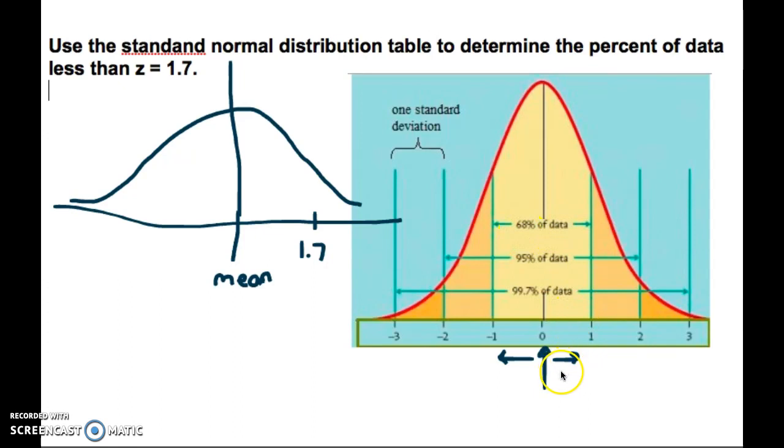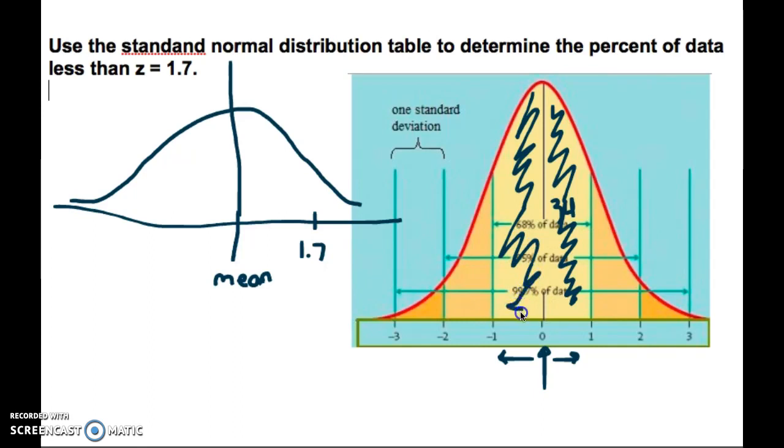So if you move one standard deviation to the right, about 34% of your data is in this piece right here. So if you have +1 standard deviation to the right and -1 to the left, then you'd have 34 plus 34, which would give you about 68% of your total data.